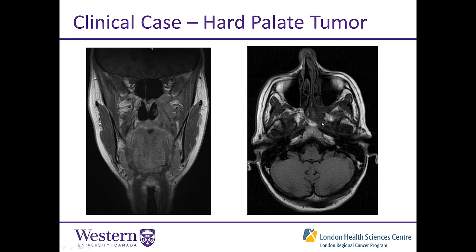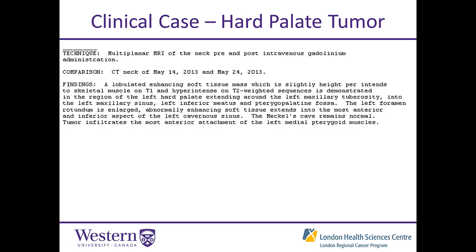When you go to contour a case like this, you use the CT and the MRI reports to guide you. Let's look at the MRI report. It says that tumor invades the left maxillary sinus, the left inferior meatus, and pterygopalatine fossa. The left foramen rotundum is enlarged.